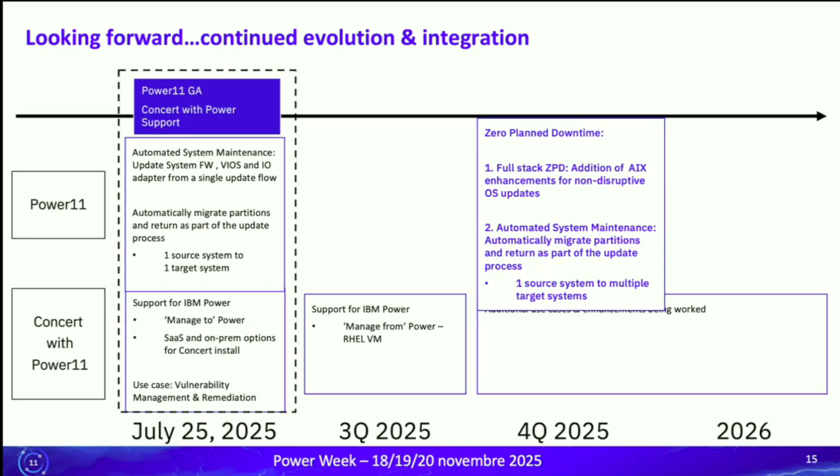So what did we launch when we launched Power11 earlier this year? We launched Concert with Power support. You can use your VIOS to automatically migrate partitions, from one source system to one target system. That was what we launched with Power11. And when you bring Power with Concert into it, you manage the Power environment. So Concert does not run on Power. It sits on x86. That's what we launched in July. And then you manage the environment, right? And the use case was around vulnerability management and remediation.